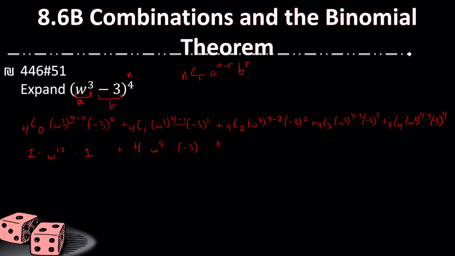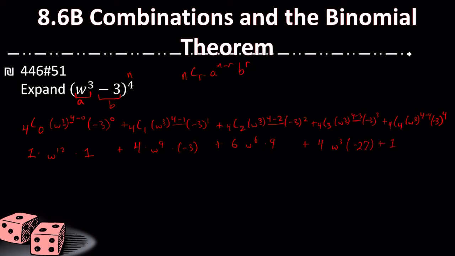4C2 is 6. All right, that's 4 minus 2 is 2. 3 times 2 is 6. So this is w to the 6th. And negative 3 squared is 9. 4C3 is 4. 4 minus 3 is 1. 3 times 1 is 3. So this is w cubed. And negative 3 cubed is negative 27.